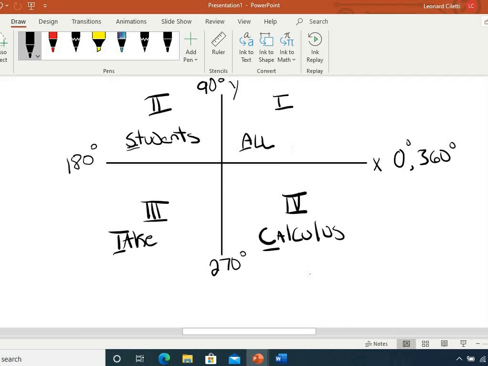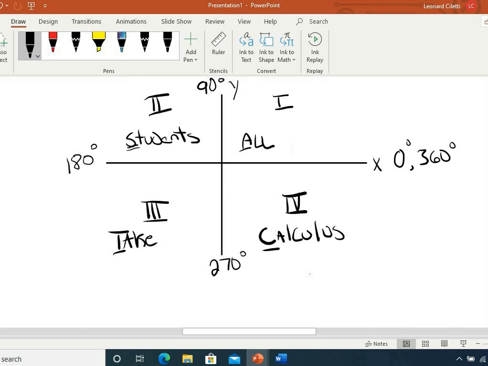In quadrant 1, the angles go from 0 degrees to 90 degrees. Quadrant 2 goes from 90 degrees to 180 degrees. Quadrant 3 spans from 180 degrees to 270 degrees. Quadrant 4 extends from 270 to 360. So that's just review.